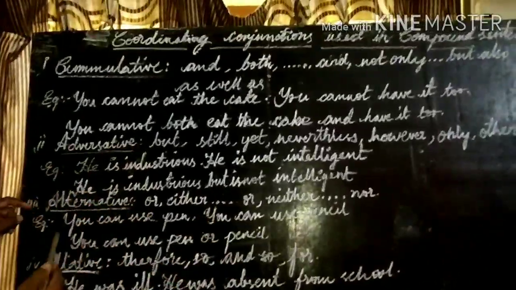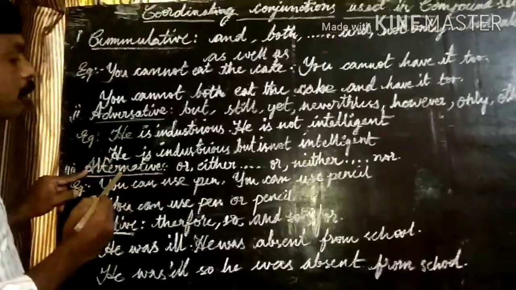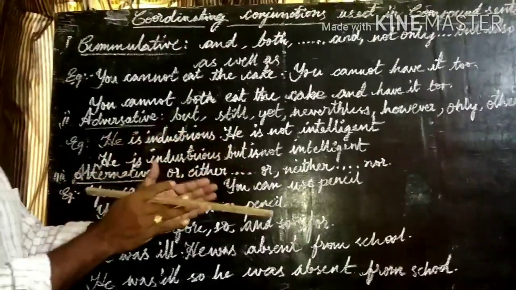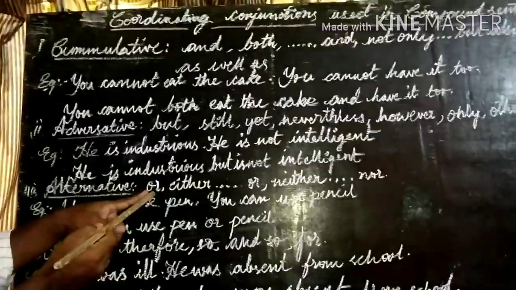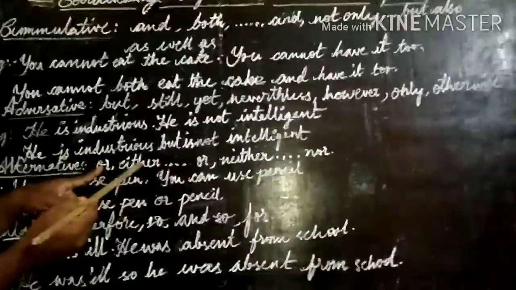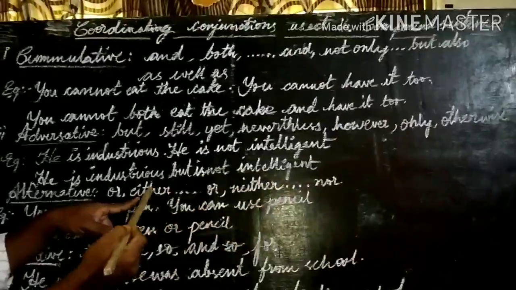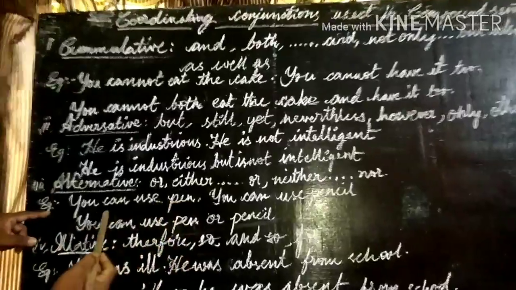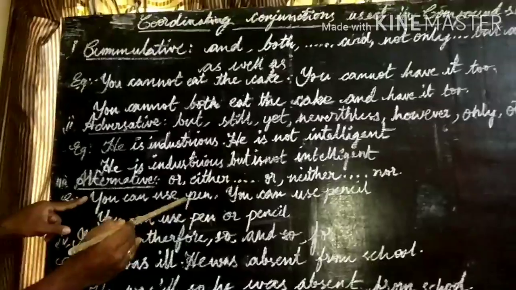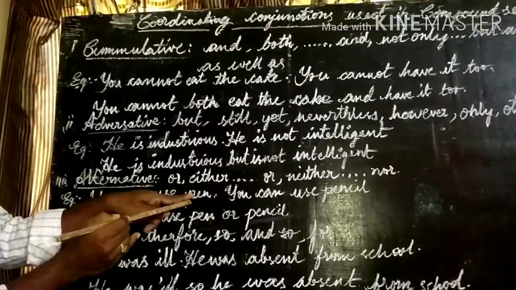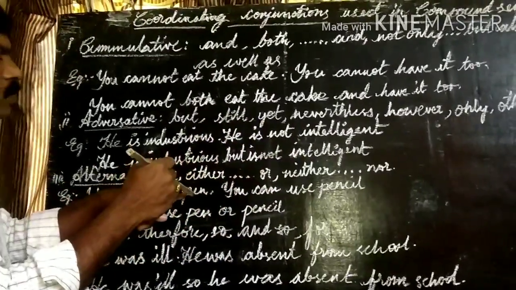Right? Now let us go over to the alternative type. Alternative means it is used to express a choice, either this or that. The alternative conjunctions are or, either or, and neither nor. These are pair conjunctions. Neither nor is for negative sentences, and either or is for positive sentences. Let us look at an example. You can use pen. You can use pencil. Either of them, this one or that one.